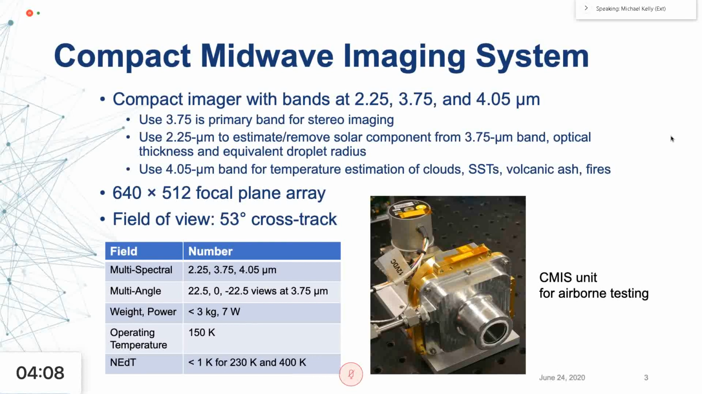And the operating temperature is 150 Kelvin, and we have a cooler to maintain that, which is a very modest temperature for an infrared focal plane array, and it has nearly telecentric optics. Next slide, please.